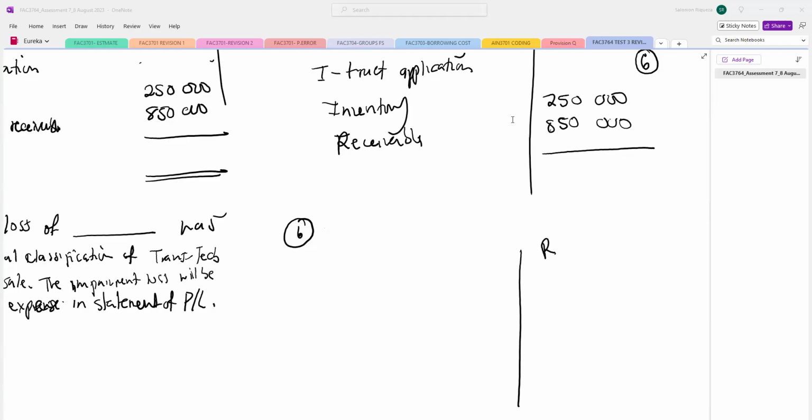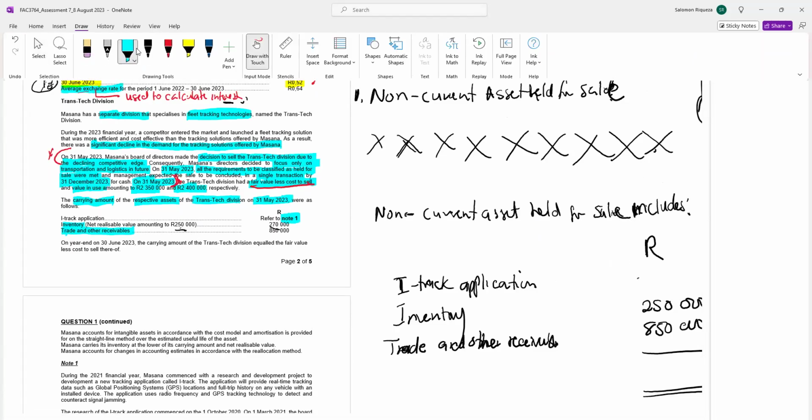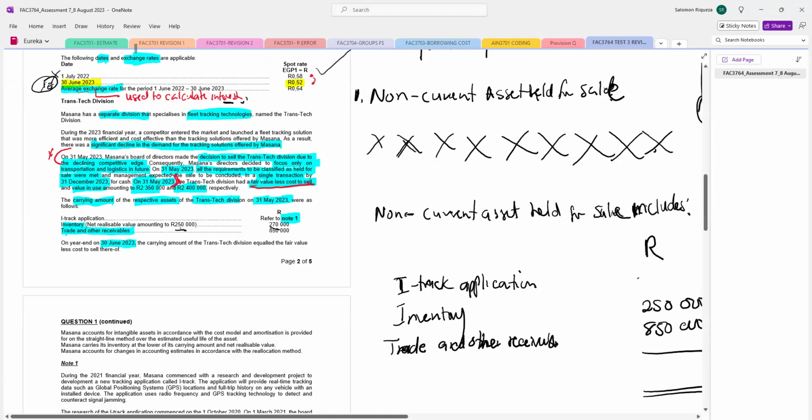Okay, so then let's go understand what is in the iTrack. Let's finish this. We're still reading here. Okay, so it says iTrack, refer to note 1. And then it says on year end, 30 June 2023, the carrying amount of the Trans-Tech division equaled the fair value. So here we don't have to worry anymore at the end of the year because they equal the fair value. It was just the same.